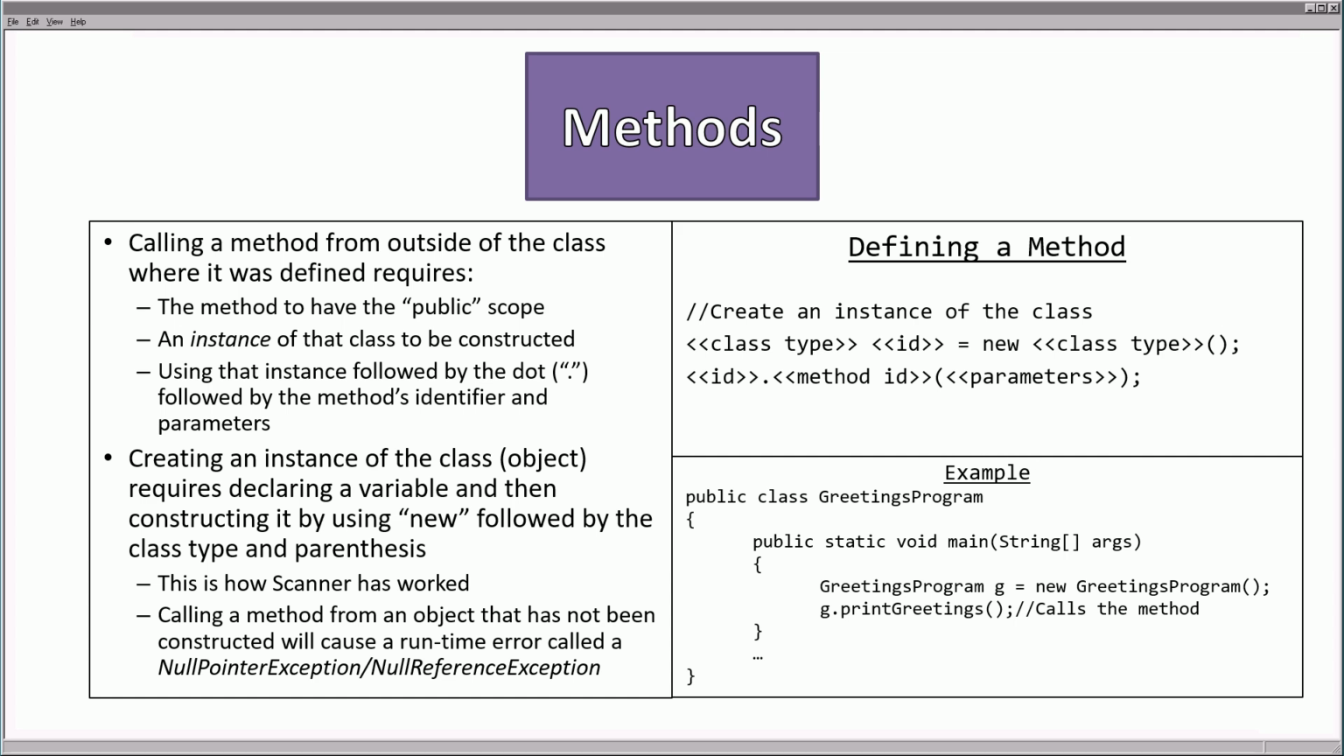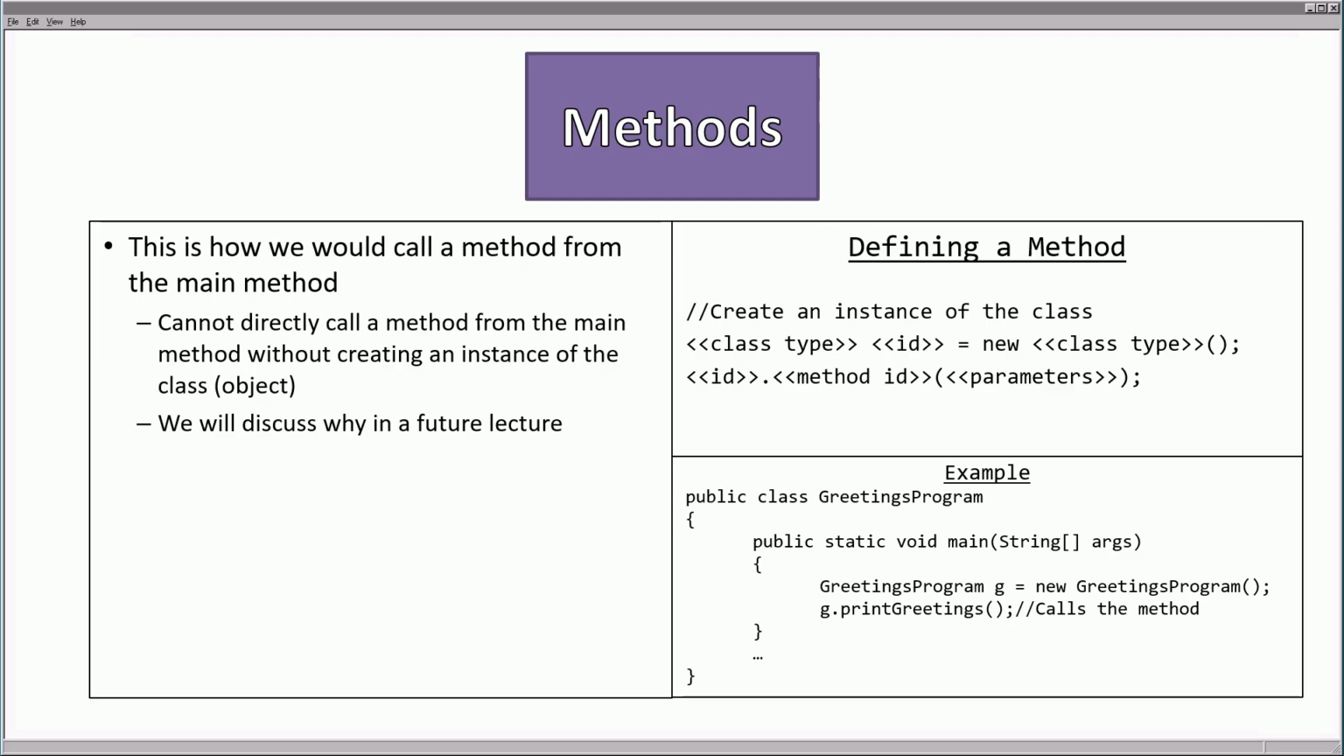Now, in order to create an instance of a class, which we call an object, we go into that later on, this requires declaring a variable and then constructing it by using the word new, followed by the class type and parenthesis. Now, this is how we've always used scanner. So far, what we've seen is scanner keyboard is equal to new scanner with system.in. In order to even use the keyboard scanner, we had to construct it by using new followed by scanner. From there, we start using the identifier keyboard dot nextInt, dot nextLine, dot nextDouble, etc., etc.